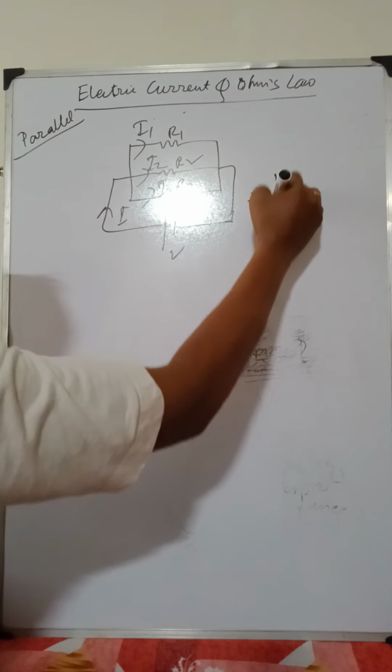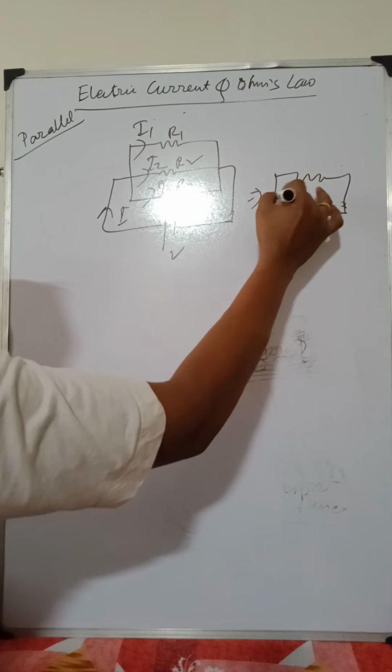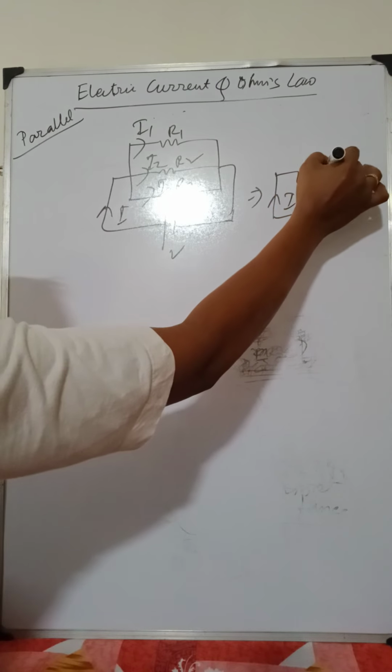Again, if we replace these with a single resistance for which the battery is the same, so the potential difference is the same and the current is the same, then this R is called the equivalent resistance. Understood?